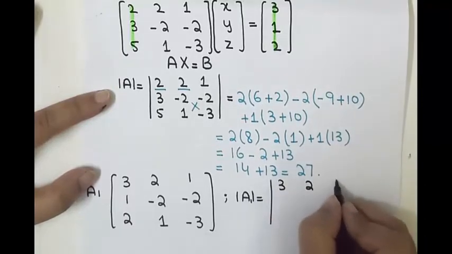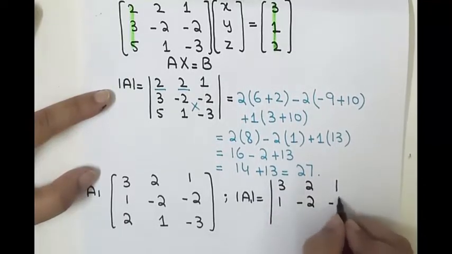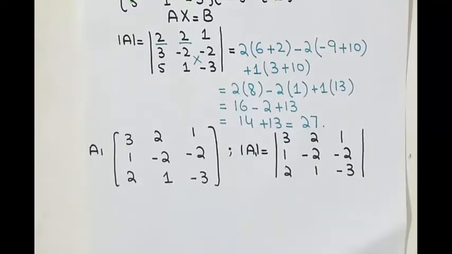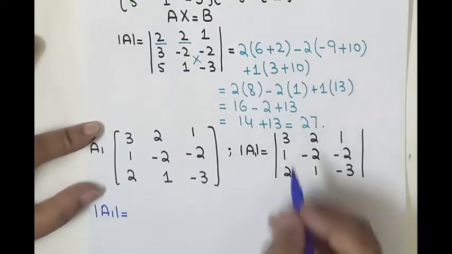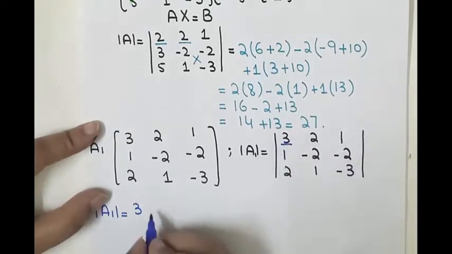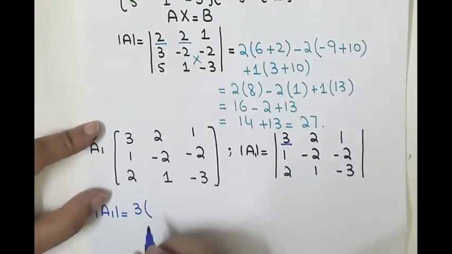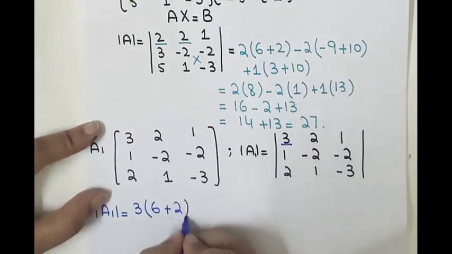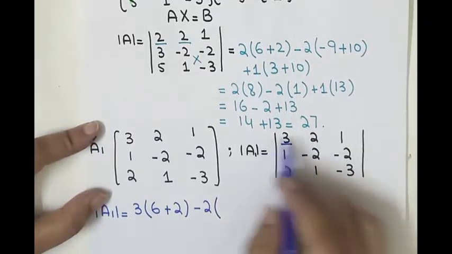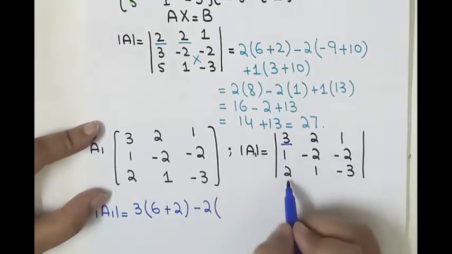3, 2, 1, 1 minus 2, minus 2, 2, 1, minus 3. Following the same procedure, we have A1 equals, first we will write 3, skipping the first row and column, cross multiplying these two terms, we have 6, minus minus is plus, 1 2 times is 2, then minus sign 2, skipping the second column and first row, now we will multiply these 4 terms.